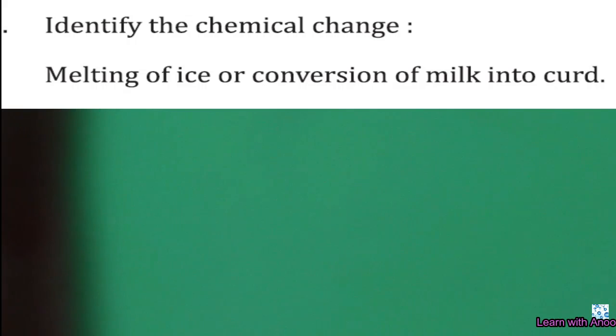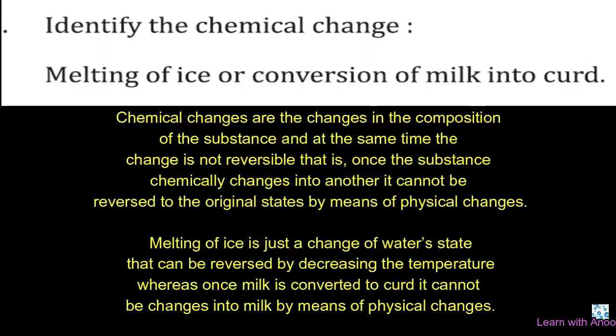Identify the chemical change: melting of ice or conversion of milk into curd. Answer. Chemical changes are changes in the composition of substances, and the change is not reversible. That is, once a substance chemically changes into another, it cannot be reversed to the original state by means of physical changes. Melting of ice is just a change of state of water that can be reversed by decreasing the temperature. Whereas once milk is converted into curd, it cannot be changed back into milk by means of physical changes.